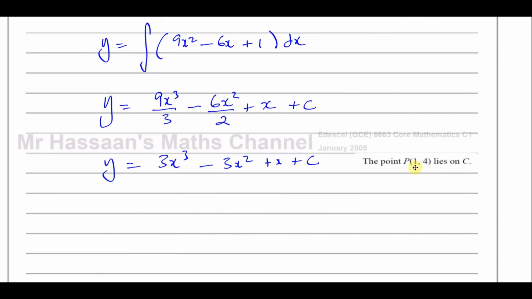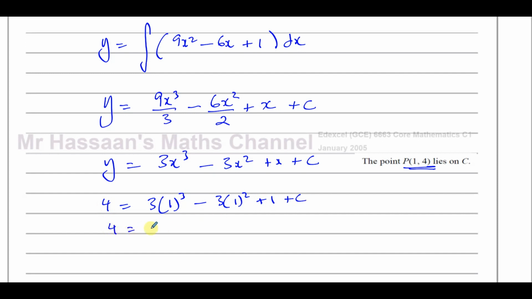So we know that this point lies on this curve. So this point satisfies the equation of the curve, so we can use this point to find the value of c, because we know that when I put x equals 1 in here, y is going to equal 4, because if it lies on the curve, it will make the equation true. So when you put x equals 1 inside this equation, you have 3 times 1 cubed minus 3 times 1 squared plus 1 plus c, then 4 should come out as your result.